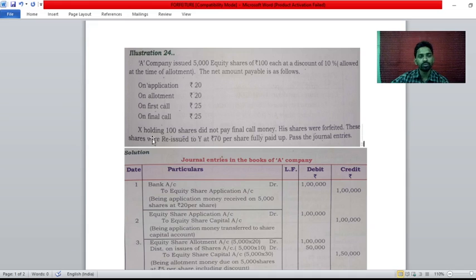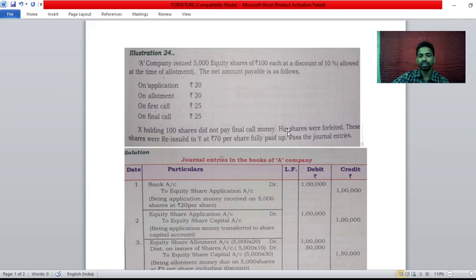Now X, holding 100 shares, did not pay the final call money. It means that out of these 5,000 shares, for those 100 shares the shareholder was not able to pay the final call of rupees 25 each. So they did not pay rupees 25 on each share.